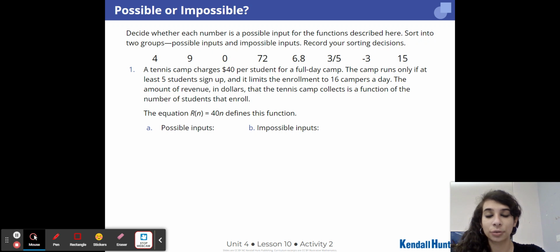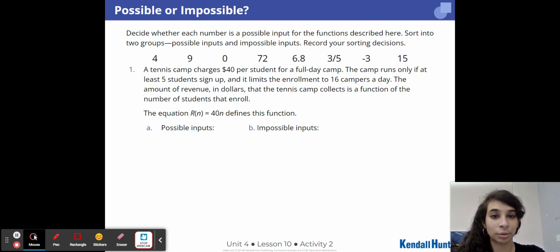A tennis camp charges $40 per student for a full day camp. The camp runs only if at least 5 students sign up, and it limits the enrollment to 16 campers a day. The amount of revenue in dollars that the tennis camp collects is a function of the number of students that enroll. The equation R of n equals 40n defines this function.